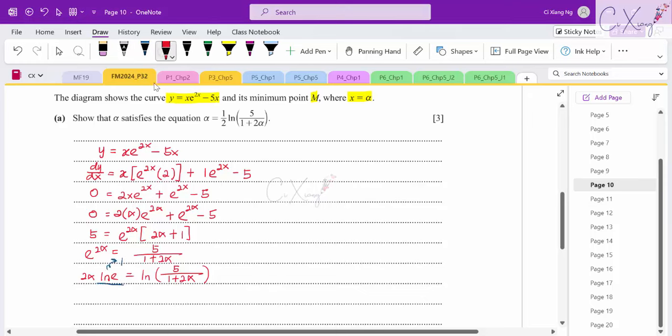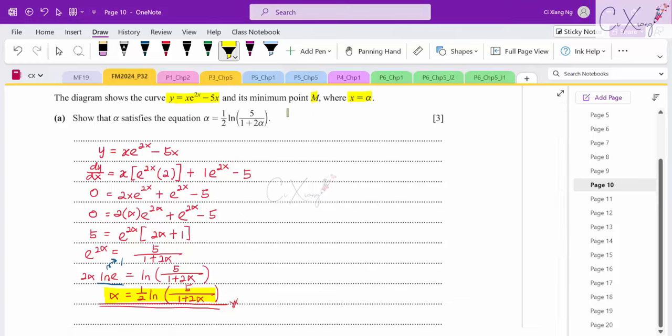So I have 2 alpha here. To get the equation for alpha, I bring the 2 over. Therefore, I have alpha equals 1 over 2 ln of 5 over 1 plus 2 alpha. So basically this is how we show and get the equation in terms of alpha, by using the idea of finding the x-coordinate of the minimum point. Okay, then let's continue to part B.